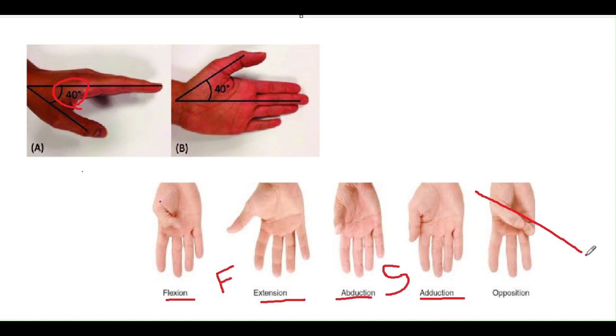Okay, so now I hope you have understood how the thumb is an exception to the other joints, and how the movement takes place in the thumb. So please do not get confused.